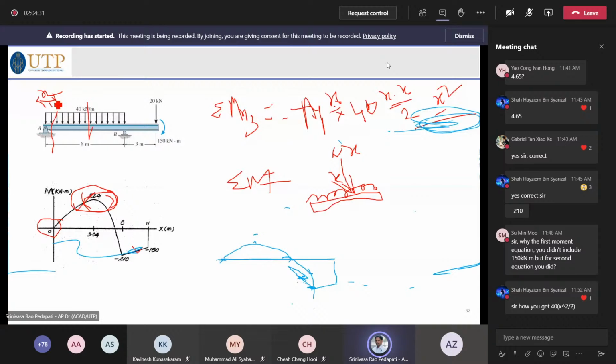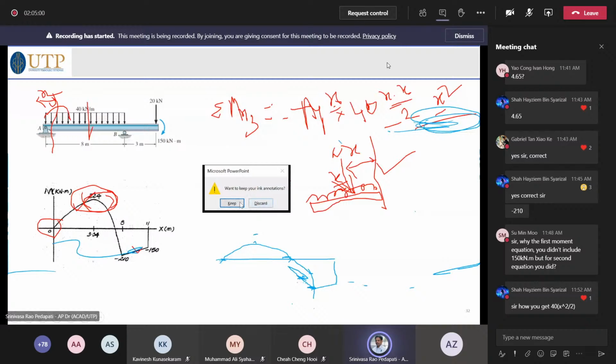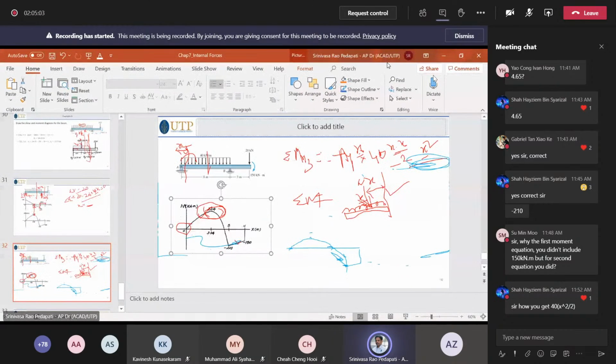So we are taking some section at x, that looks like this. 40 is w into x. So wx. Where is it acting? It is acting at x by 2 from the end. So therefore that is why we write 40 into x square by 2. 40 is the w here. So the generalized form for any uniform load is like that. Is it clear, Mr. Shah?